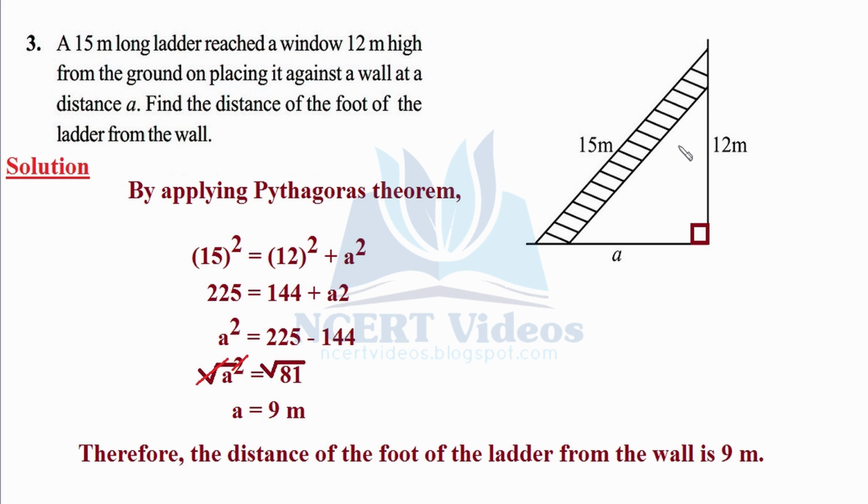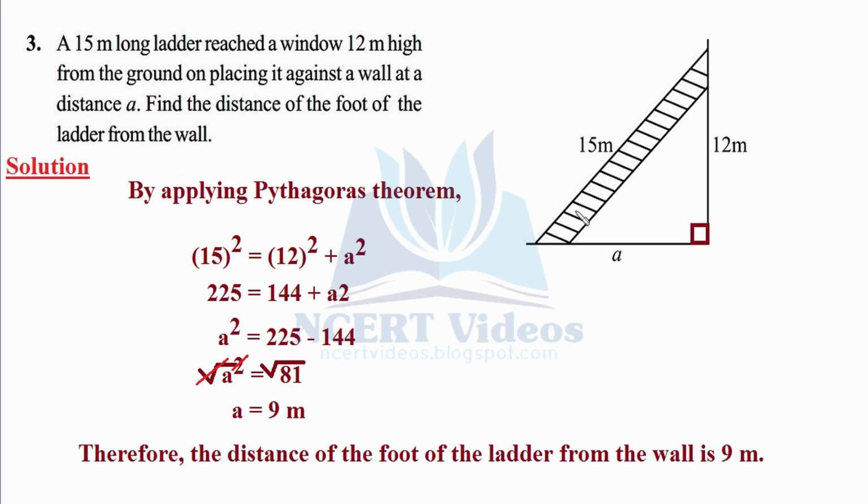This is your ladder and here is your window. It reaches to the window and the length is given to you. That is, length of ladder is 15 meter and the wall is of height 12 meter where it touches this wall. Now we have to find distance of the foot of ladder from the wall and it is given to you as A. We have to find the value of A. So directly we can apply Pythagoras theorem or property.